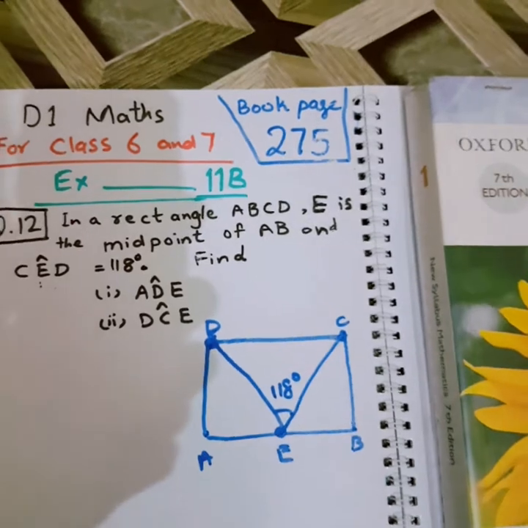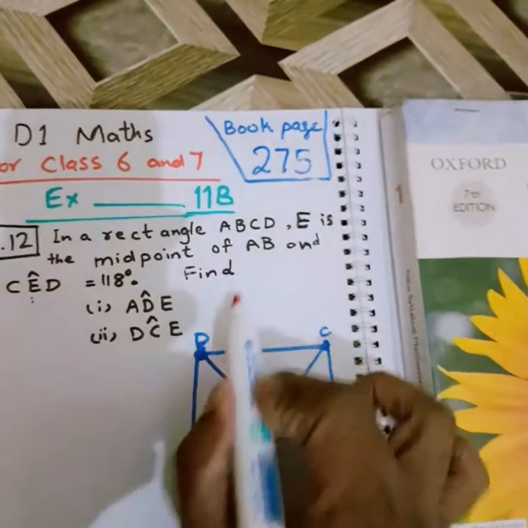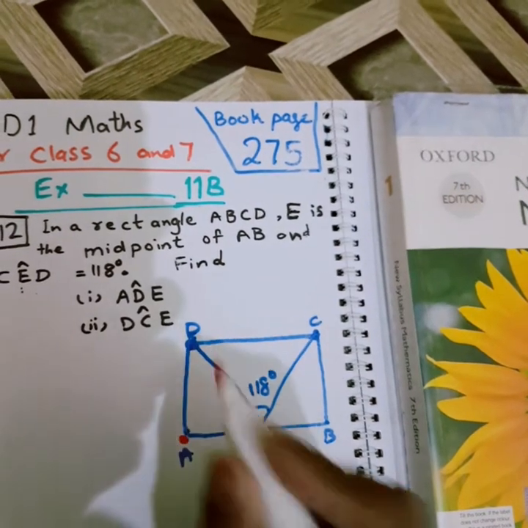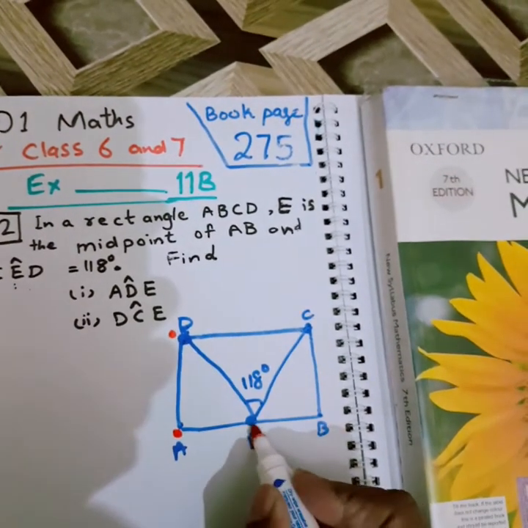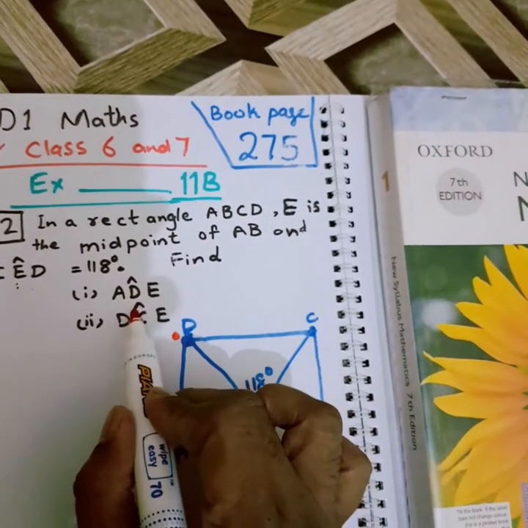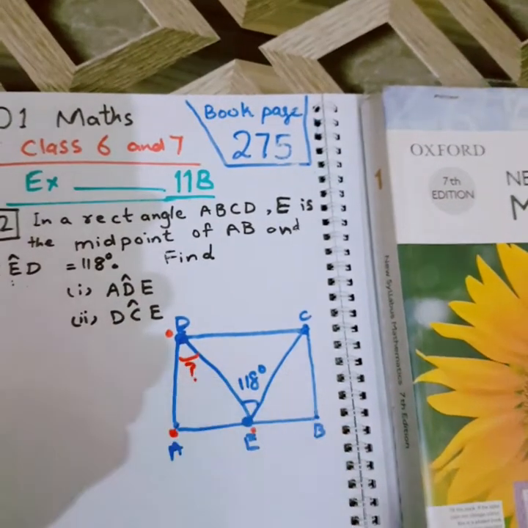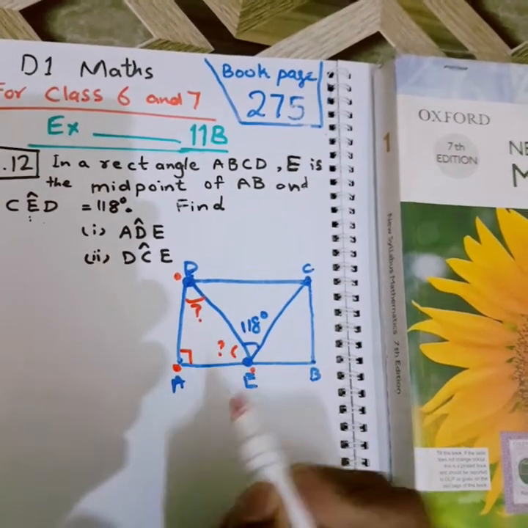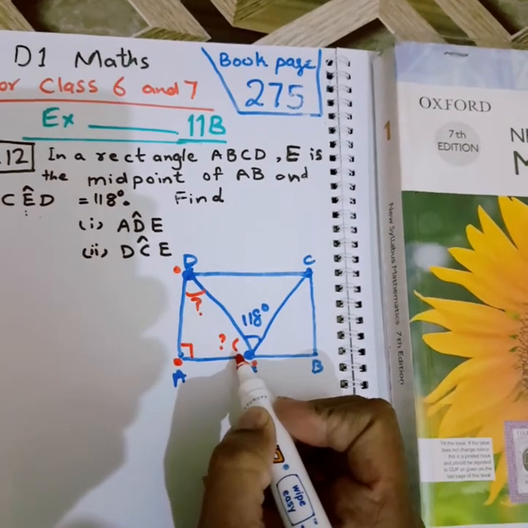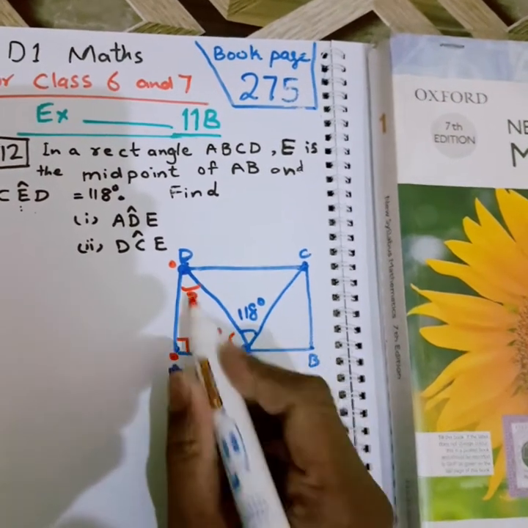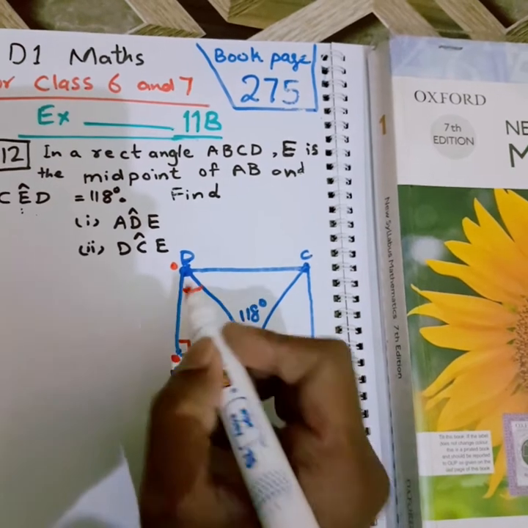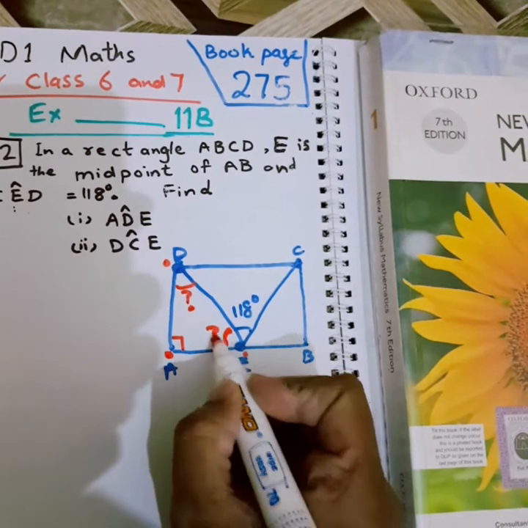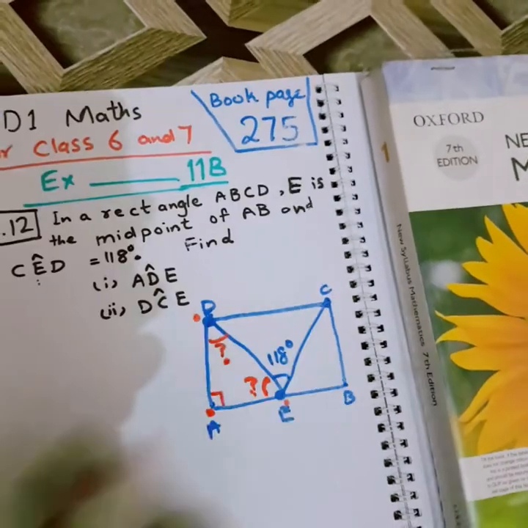Now what is the requirement of the question? The requirement of the question is to find ADE. A is here, D is here, and E is here. The middle letter in the given demand is D. So we need to find this one angle. We know that here it is 90 degrees, but we don't know what angle is here. If we know at least one of the two angles in a triangle, we are able to get the third angle. If we need to get this angle, we must have this angle in our hand before we could find this one.